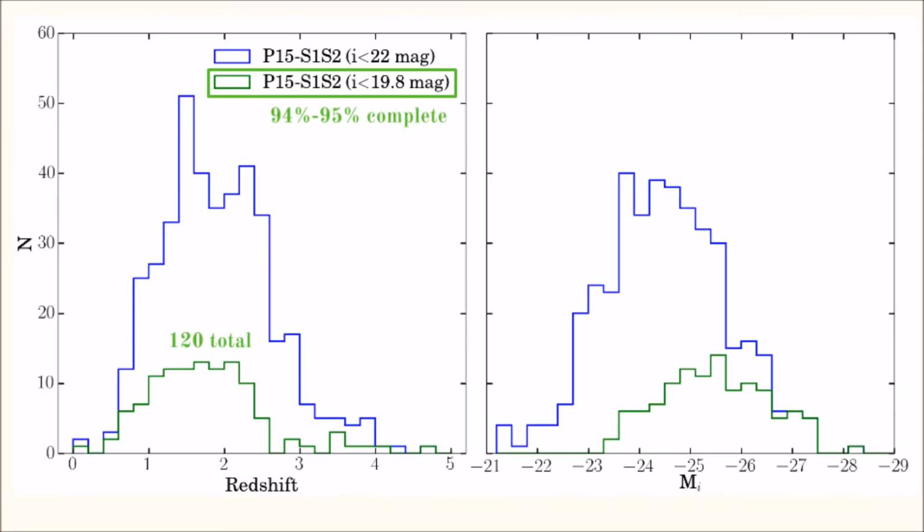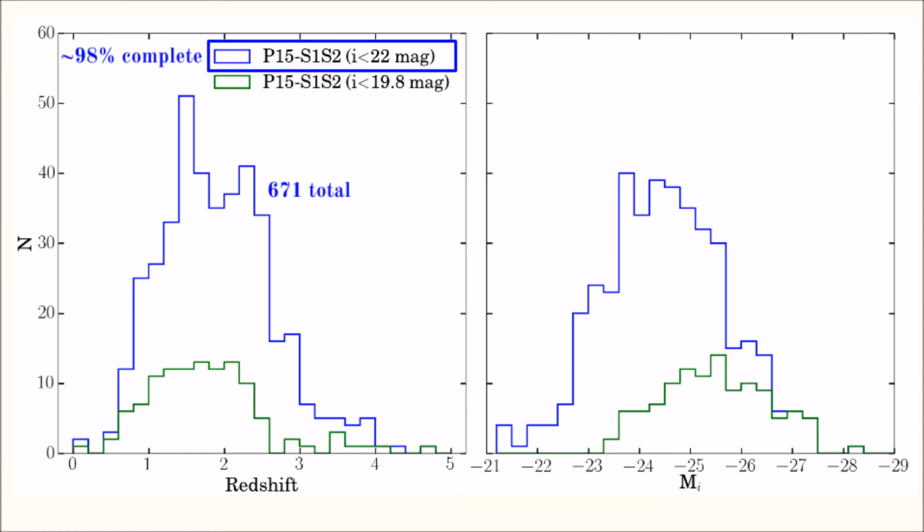At the bright limit, Peters et al. 2015 have enough spectroscopic information to estimate the quasar completeness to be 94 to 95%. Although there is less spectroscopic confirmation of the quasars at the faint limit, the quasar catalog recovers around 98% of the spectroscopically confirmed quasars from the BOSS catalogs up to i of 22 magnitude.